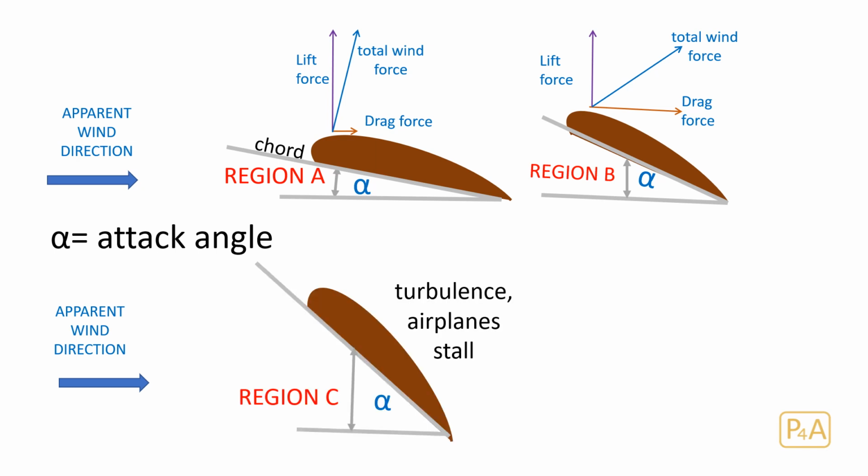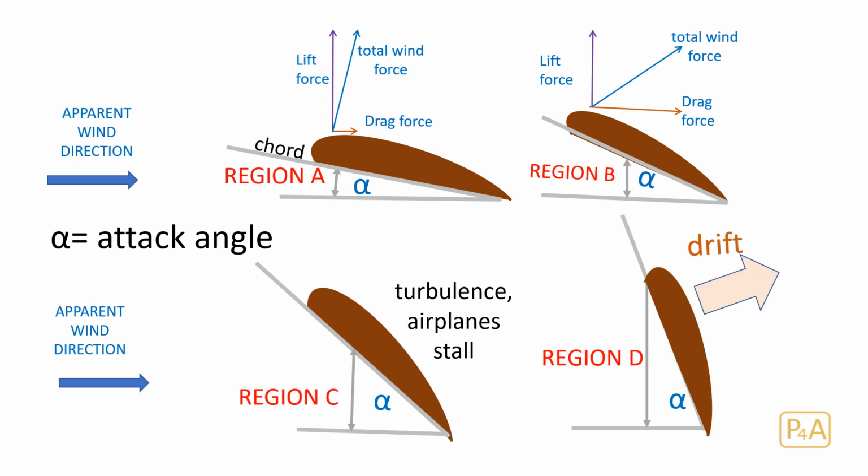In region C, the airflow over the wing is turbulent, and the airplane stalls. In region D, the airplane loses its flying abilities. It drifts in the wind and may fall down. Similar situations occur also in sailboats. The difference is that sailboats sail also in region D. That is when they sail downwind.